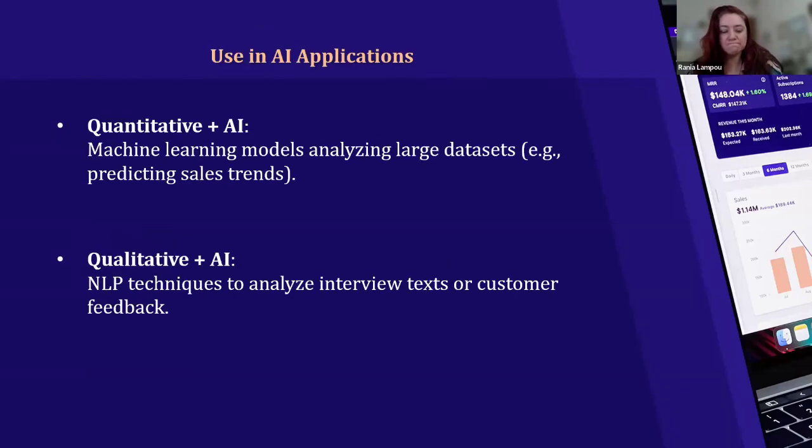For example, how does social media use affect teenagers? In this example, quantitative research could measure the time spent versus mood scores, and qualitative research could explore personal feelings and reasons. Quantitative research with AI is very useful because machine learning models can analyze large data sets. For example, they can predict sales trends. On the other hand, for qualitative research with AI, we have techniques which analyze interview texts or customer feedback.